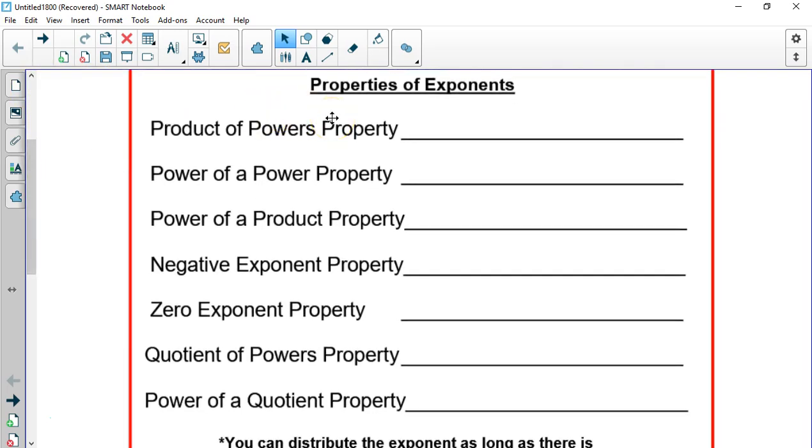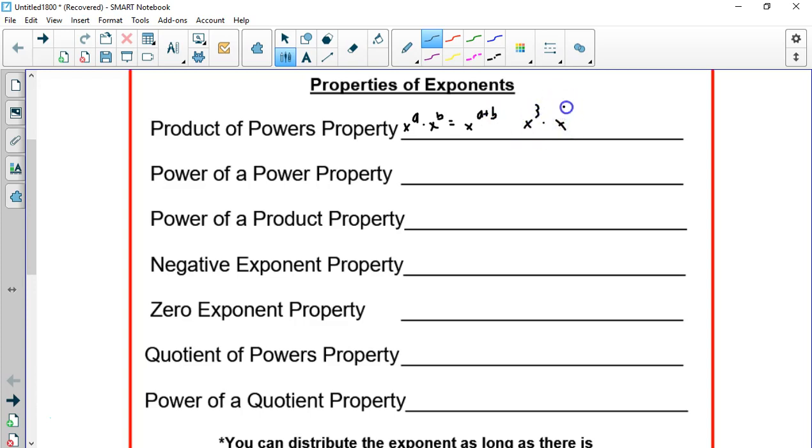The product of powers property. Okay, so first off, this is if I have x to the a times x to the b. This is the old keep the base, add the exponents. So that's going to be x to the a plus b. Now, a real example of that would be maybe x cubed times x squared would be 3 plus 2, x to the 5th.